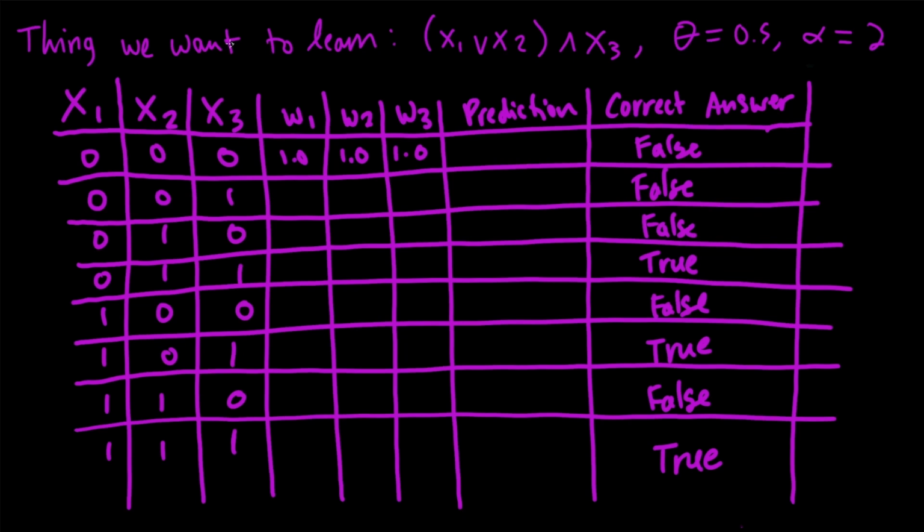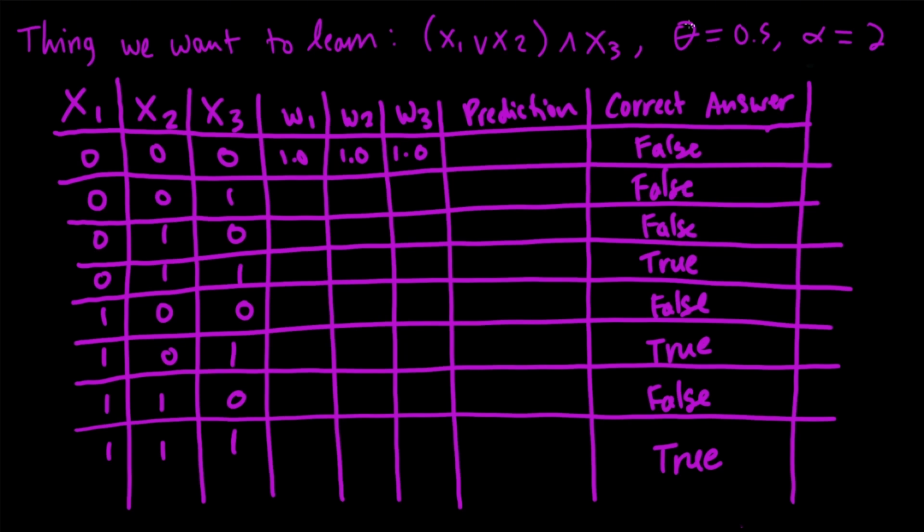So the first thing that we need to know before starting the algorithm is, what are we actually trying to learn? What are we trying to get our learner to predict? Well, the thing we want to learn in this example is this Boolean expression. We have the term x1 or x2 ANDed with x3, and we want to try to predict the correct truth values for this expression based on our Boolean vector, which is basically going to be the vector containing x1, x2, and x3. So that's what we're trying to learn.